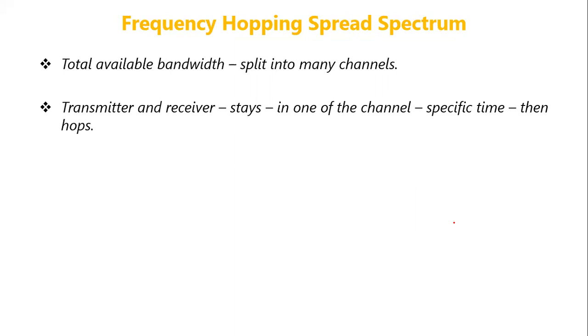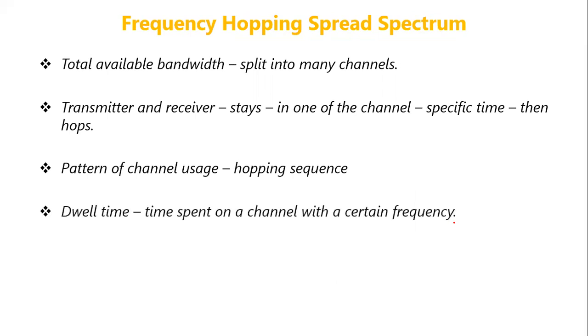So basically there are two types of frequency hopping spread spectrum that we'll be discussing. Before that, the pattern of channel usage is called the hopping sequence. That is, how long the transmitter or the receiver stays in one frequency, and when they move from one frequency or channel to another, that pattern of changing from one frequency to another frequency is called the hopping sequence.